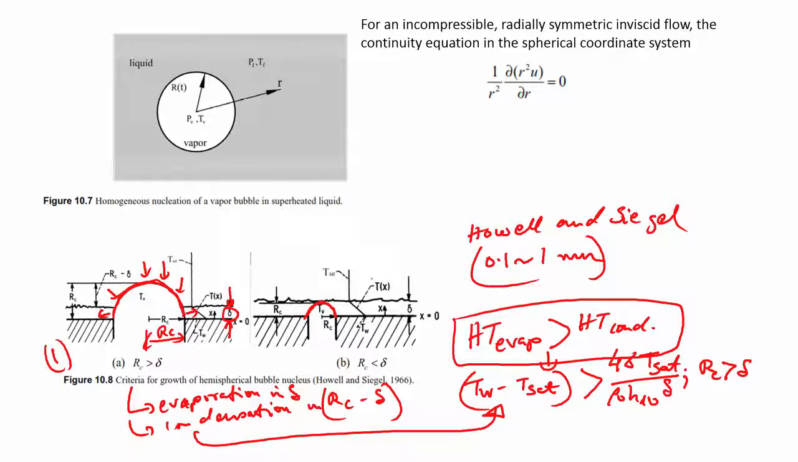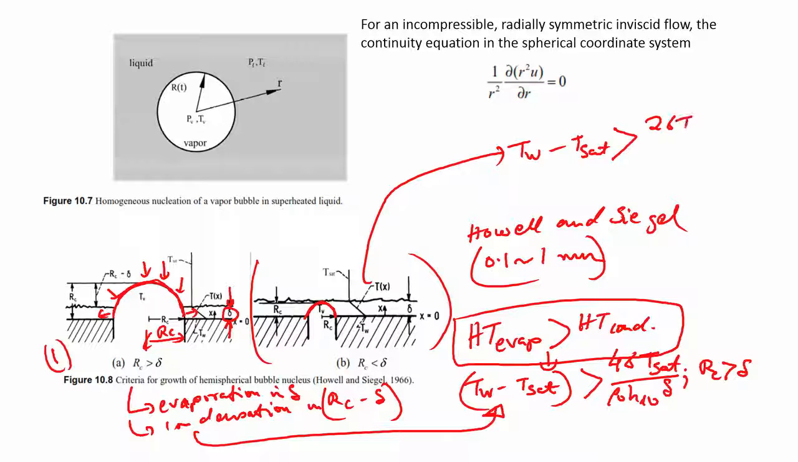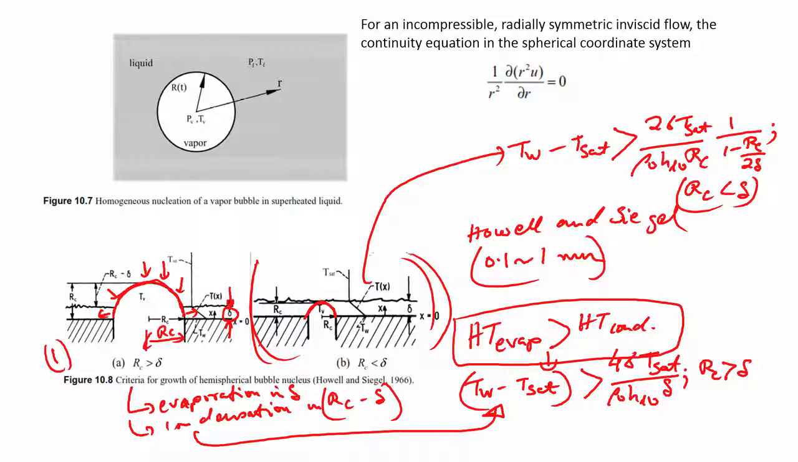Now, if the bubble is wholly inside the thermal layer, which is this particular case, TW minus T sat has to be greater than 2 sigma T sat divided by rho v HLV into RC, times 1 minus RC by 2 delta, when RC is less than delta. So, that is for this case, that is the condition for bubble growth.